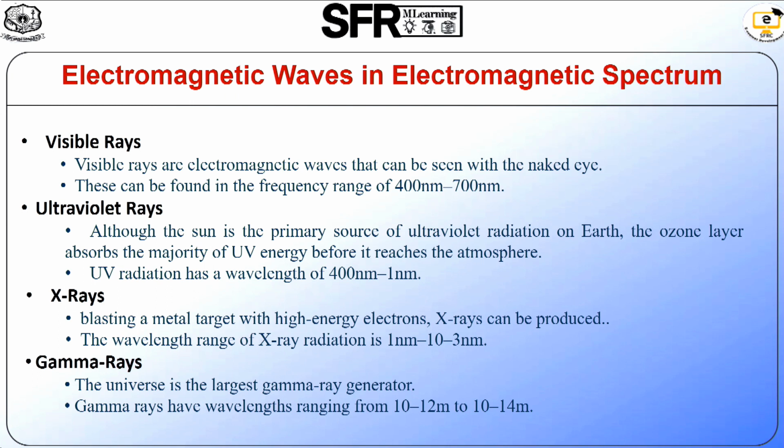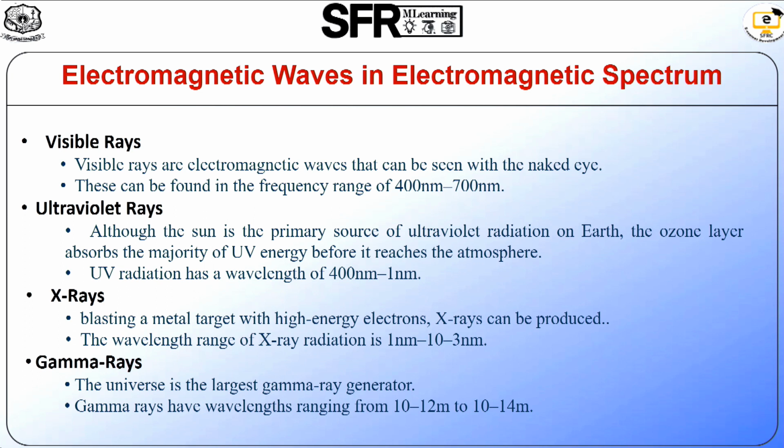Next one is ultraviolet rays. You know the sun is the primary source of ultraviolet radiation on earth, but the ozone layer absorbs the majority of UV energy before it reaches the atmosphere. So, UV radiation has a wavelength of 400 nanometers to 1 nanometer. Next one is X-rays. By blasting a metal target with high energy electrons, X-rays are produced. The wavelength range of X-ray radiation is 1 nanometer to 10 to the power of minus 3 nanometers.